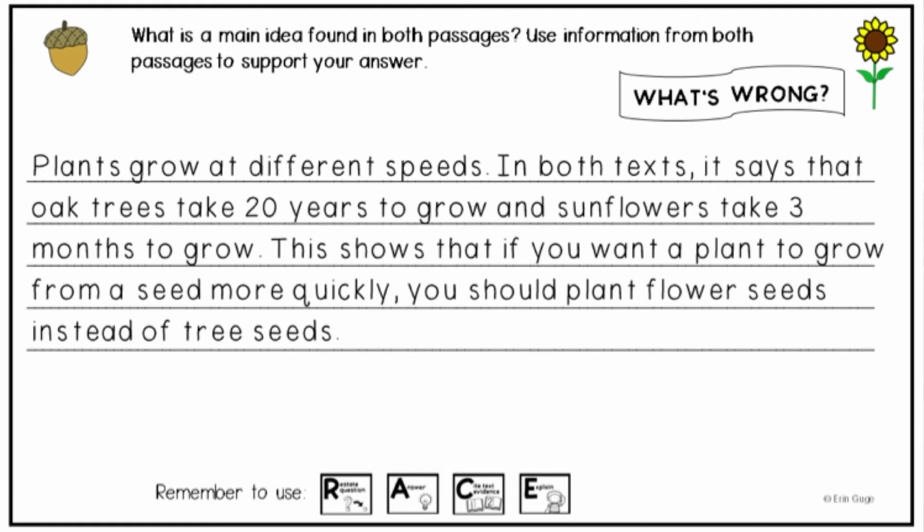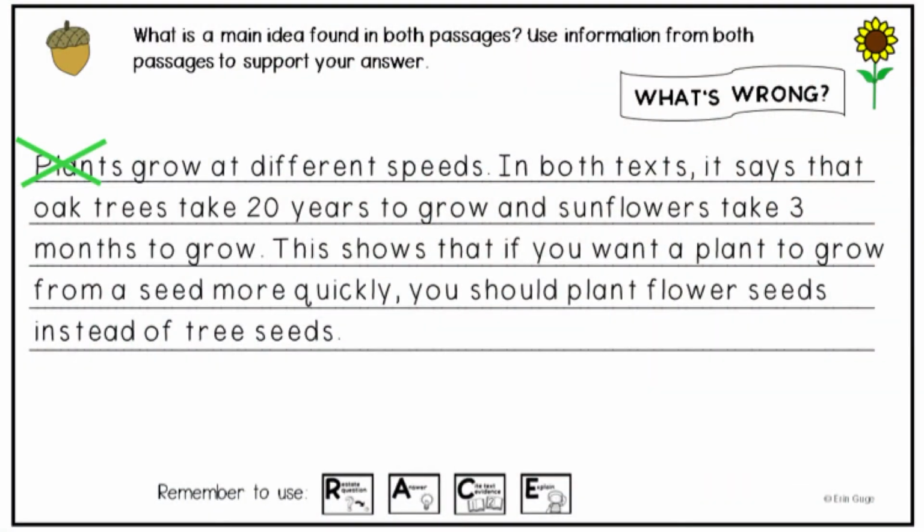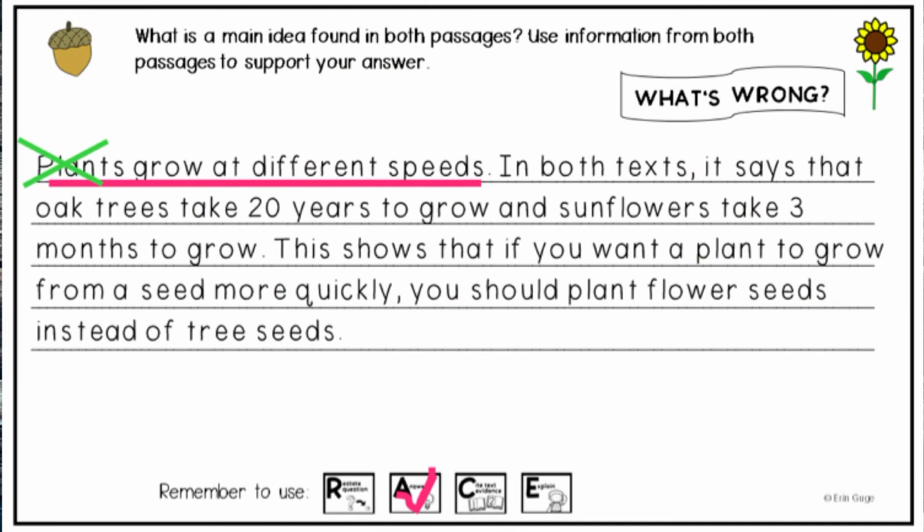And now whisper yes or no. Did it restate the question? No, it did not. It should have started by saying, a main idea found in both passages is. And now whisper yes or no. Did it answer the question correctly? Yes, it did. It said plants grow at different speeds, which is a correct main idea of both passages.